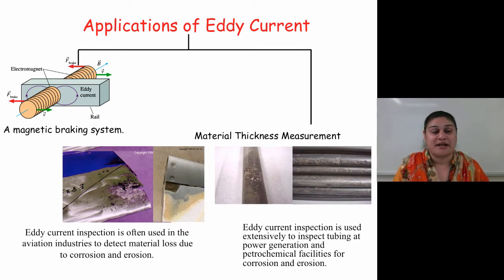Other applications of eddy currents include the magnetic braking system. It is often used in aviation industries to detect material loss due to corrosion and erosion way faster than with the naked eye. And it is also very helpful to measure material thicknesses, way better than with the naked eye.